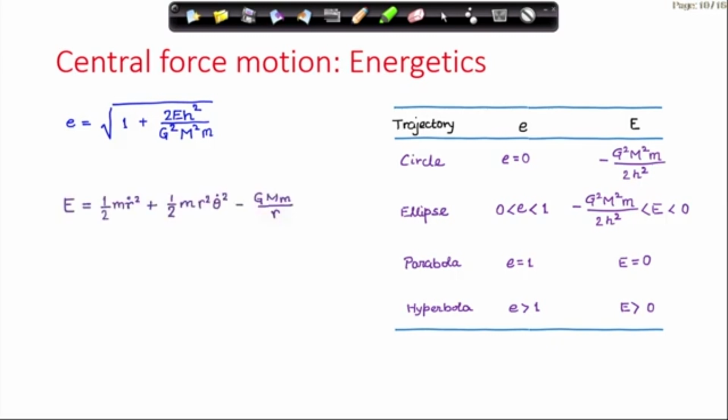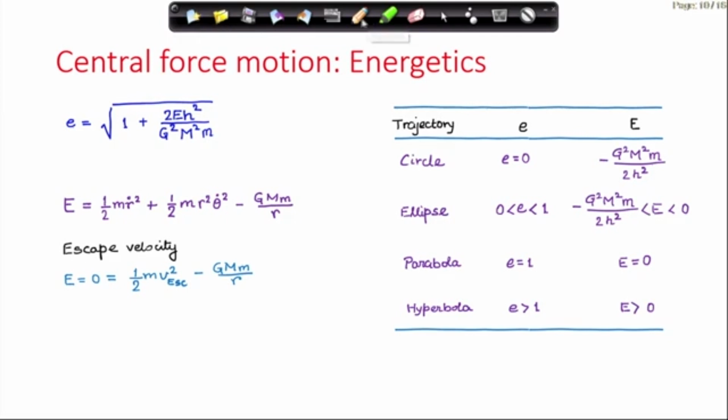So, this is our general expression of the energy. From here, we can now calculate the escape velocity. When will the particle escape? At least its total energy must be 0. Therefore, if I put the total energy as 0, then I can get the escape velocity.